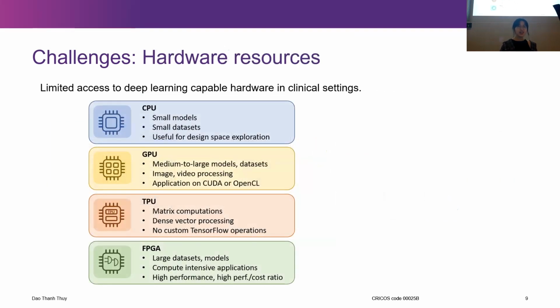Finally, there's a gap between hardware resources in different settings. So it would be ideal to have an inference runtime that supports CPU, which is the lowest hardware resource, so that it can be adaptable in any setting.